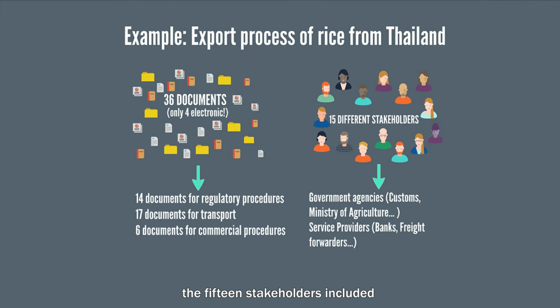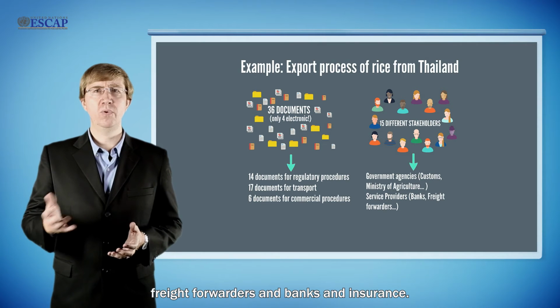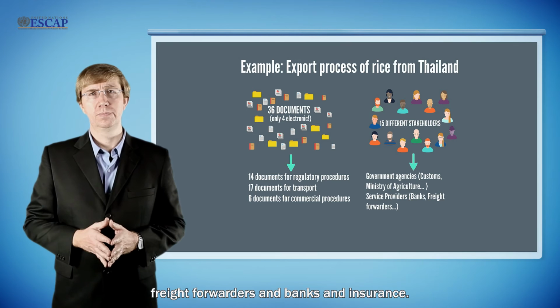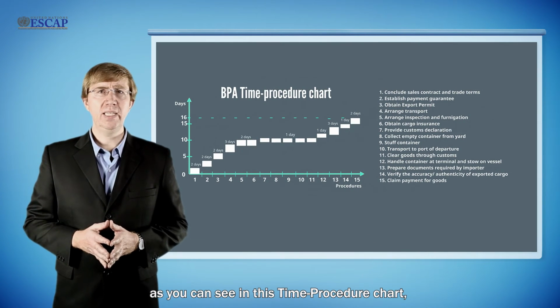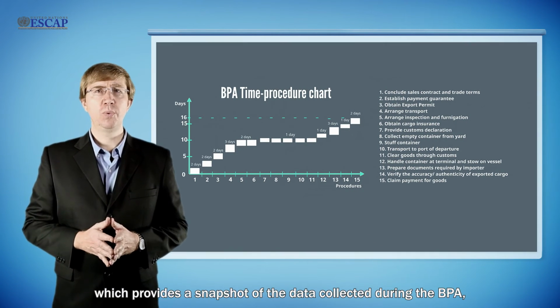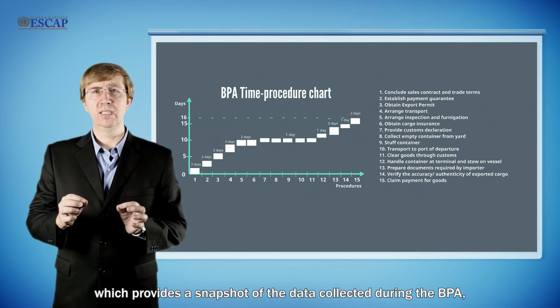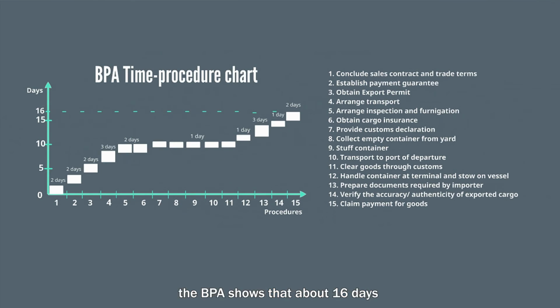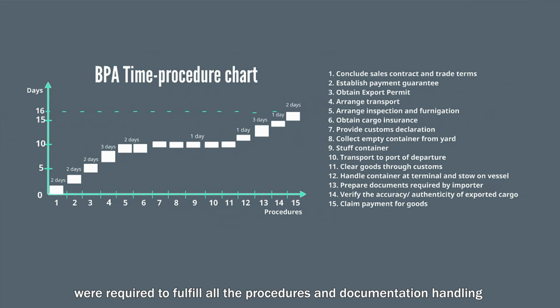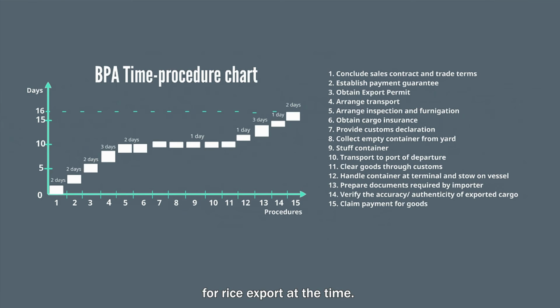The 15 stakeholders included customs, as well as many other government agencies, but also private service providers such as shippers, freight forwarders, and banks and insurance. Overall, as you can see in this time procedure chart, which provides a snapshot of the data collected during the business process analysis, the BPA showed that about 16 days were required to fulfill all the procedures and documentation handling for rice exports at the time. 15 distinct procedures could be identified as part of the trade, transport, and regulatory process chain for rice export.